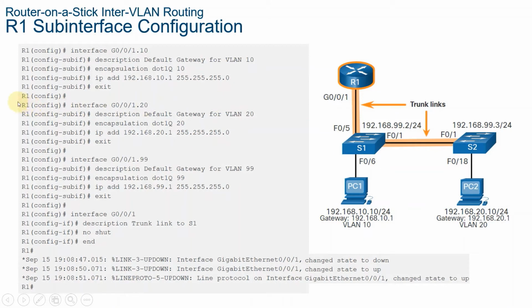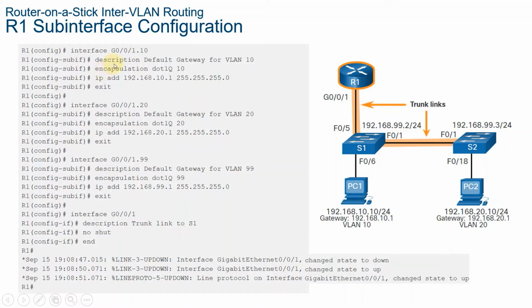Now, in the following configuration here, the R1 G0/0/1 subinterfaces are configured for VLAN 10, VLAN 20, and VLAN 99, which is our management VLAN. Now, the configuration is as follows. On R1, go to interface G0/0/1.10. So we are going to create the subinterface for VLAN 10.